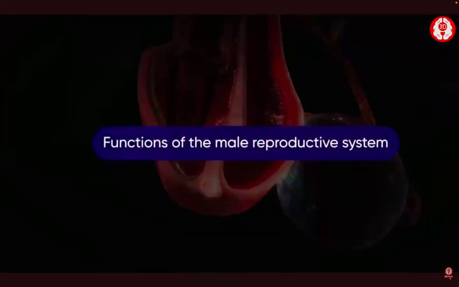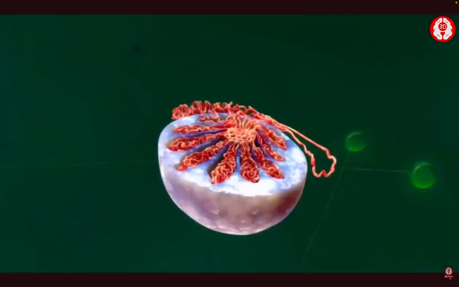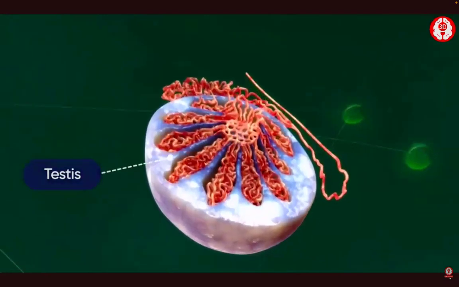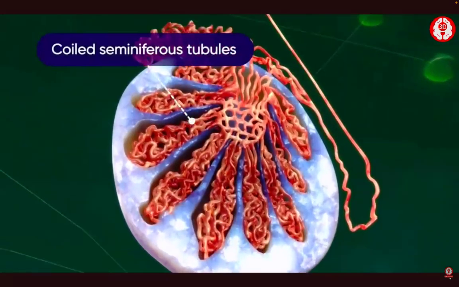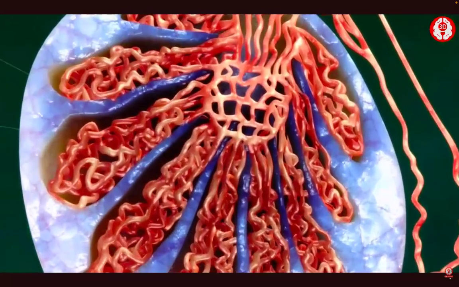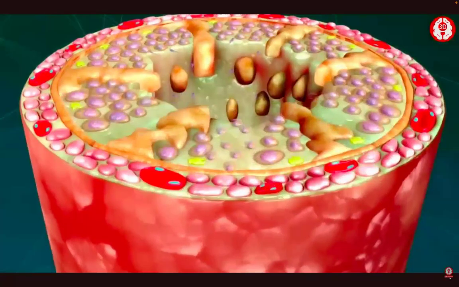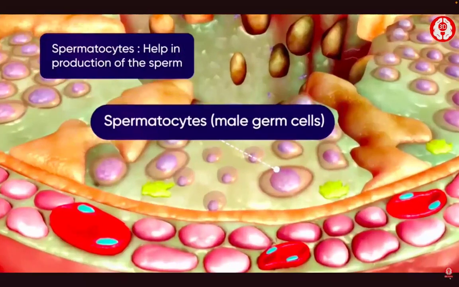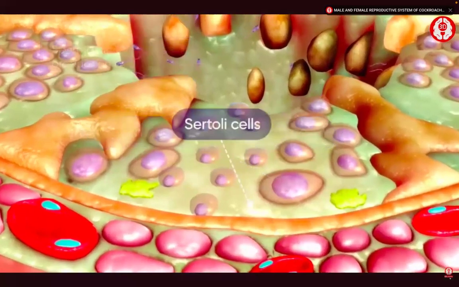Functions of the male reproductive system. An internal view of the testis shows that it is made up of numerous coiled seminiferous tubules. A section of this tubule shows the presence of spermatocytes, which are the male germ cells, and Sertoli cells.